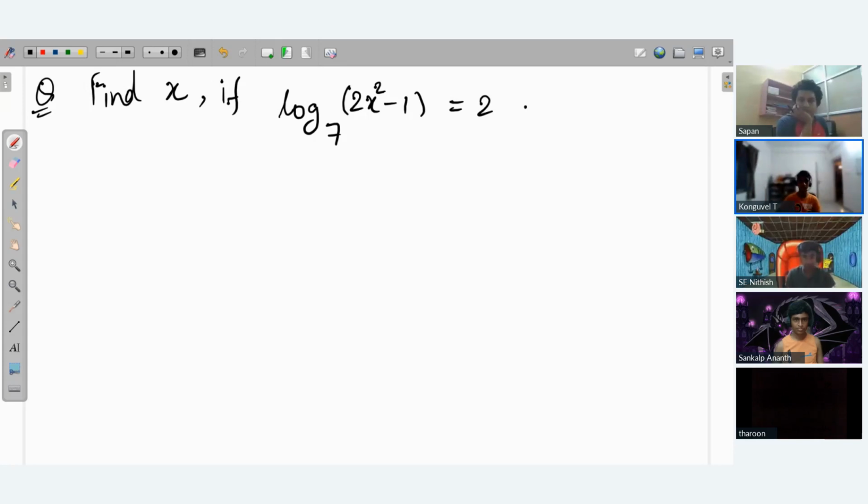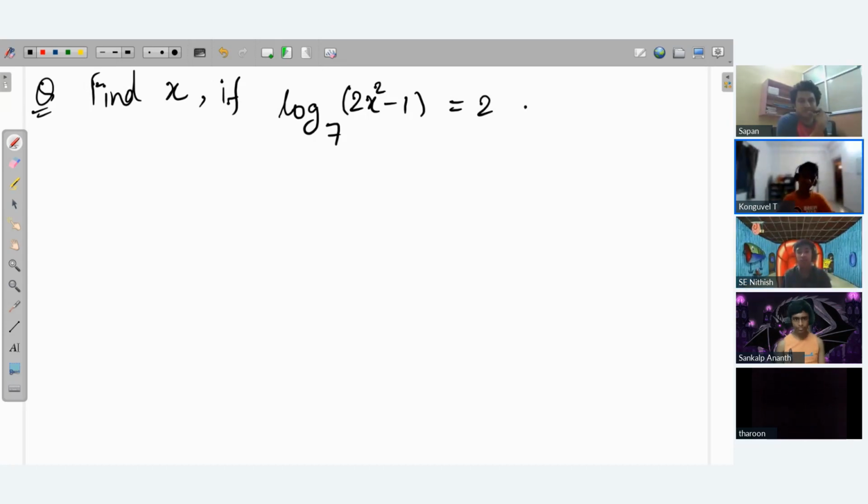So x equals 5, sir. X can be 5, because 5 squared is 25, 25 into 2 is 50, 50 minus 1 is 49, that's 7 squared. There are more than one values.